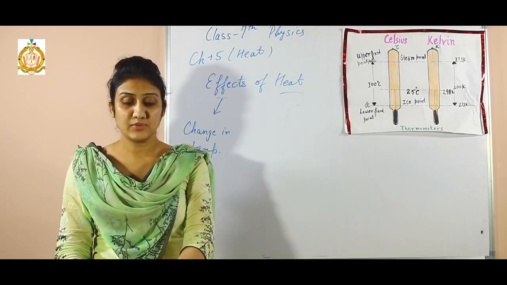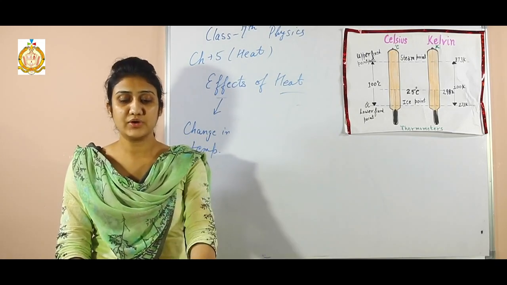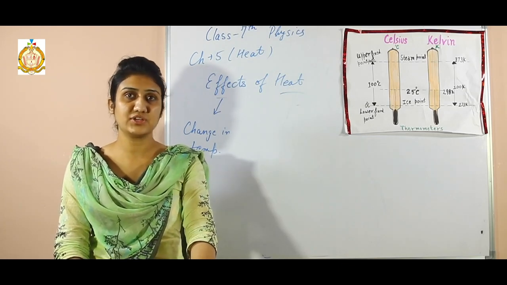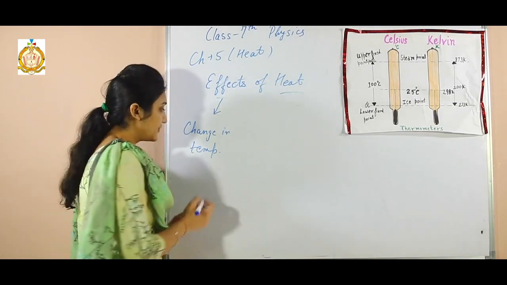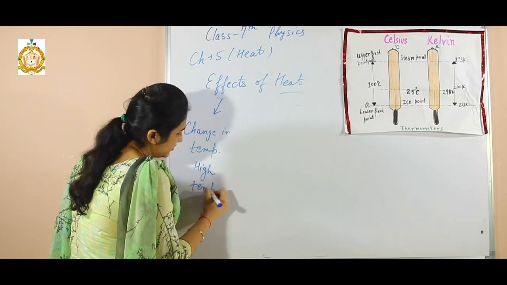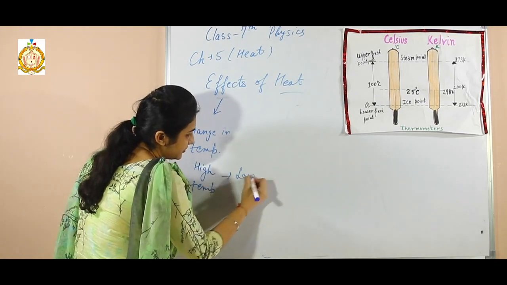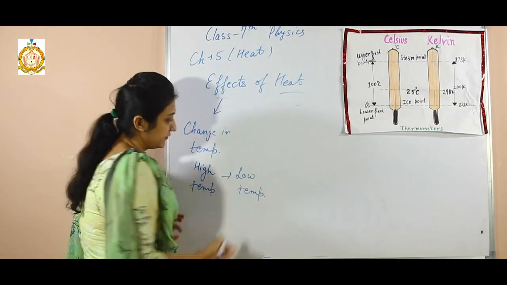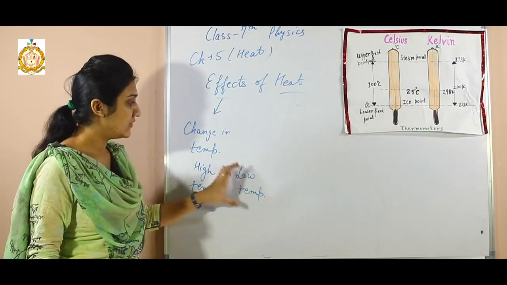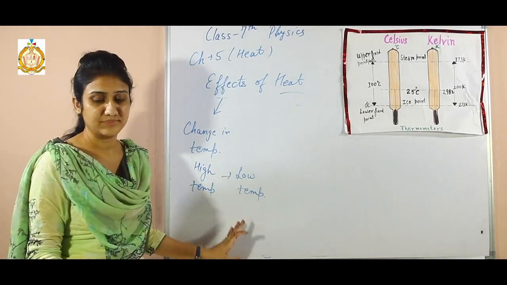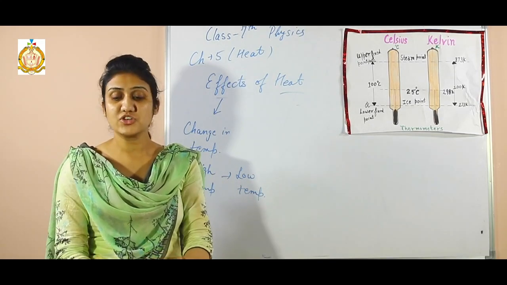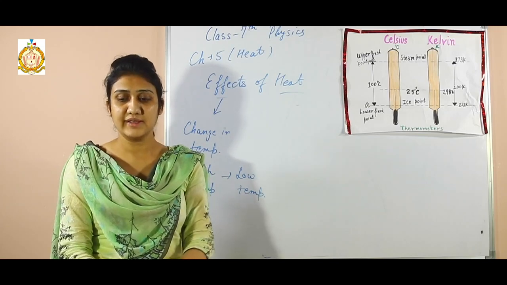When heat flows from a body at high temperature to a body at low temperature, the body is heated and its temperature increases. Heat always flows from high temperature to low temperature, and the body which has high temperature is hot, and the body which has low temperature is cold.